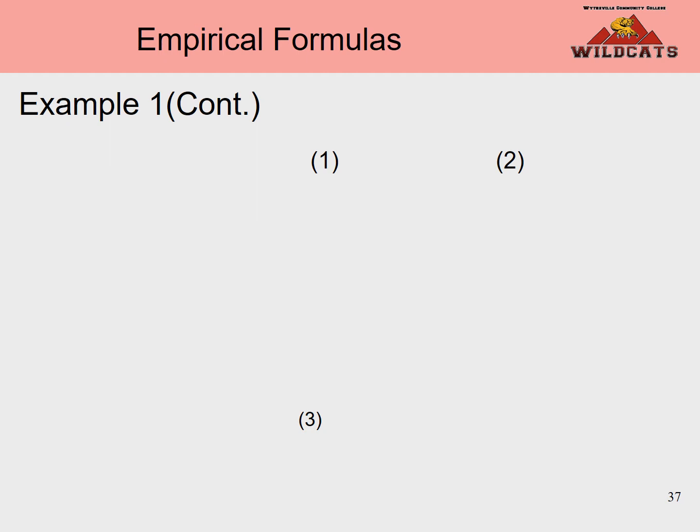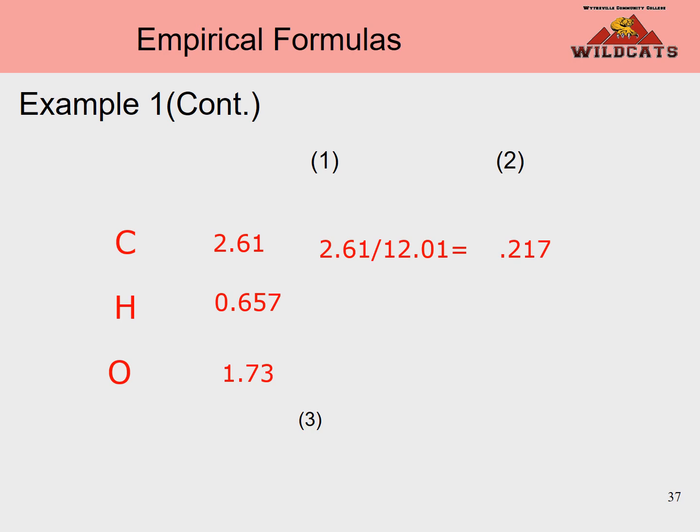So if we continue with our problem, carbon, hydrogen, and oxygen. Carbon's 2.61, hydrogen's 0.657, and oxygen's 1.73. And that's from the problem. You can see that in your slide notes. And we want to find the number of moles. Well, if you remember, we would take grams times moles over grams, and that would give us moles from chapter number 2. So I'm just going to take each of these values and divide by its molar mass.